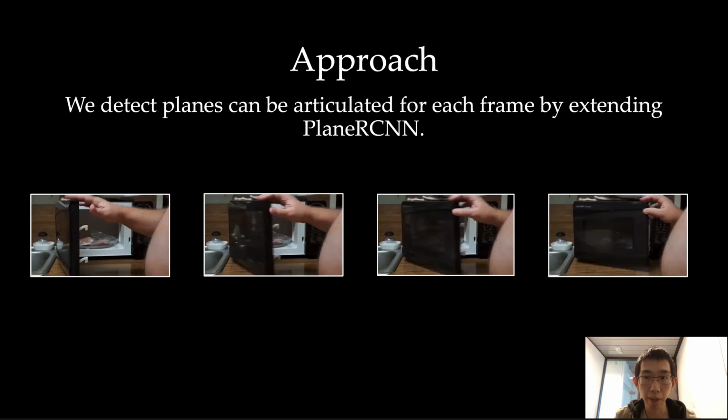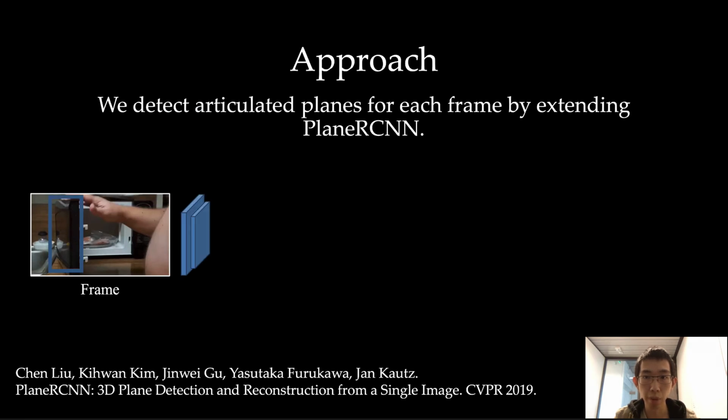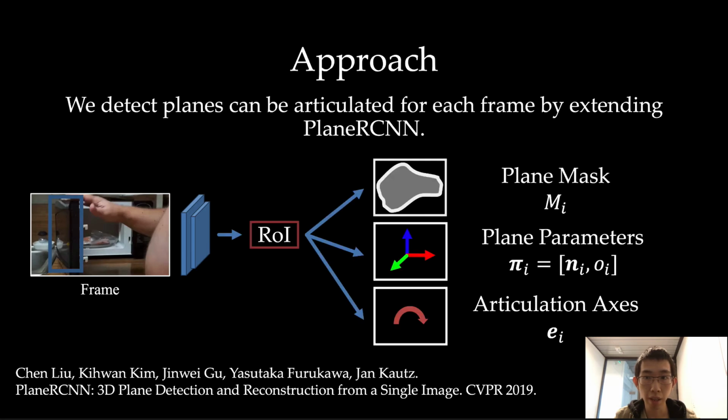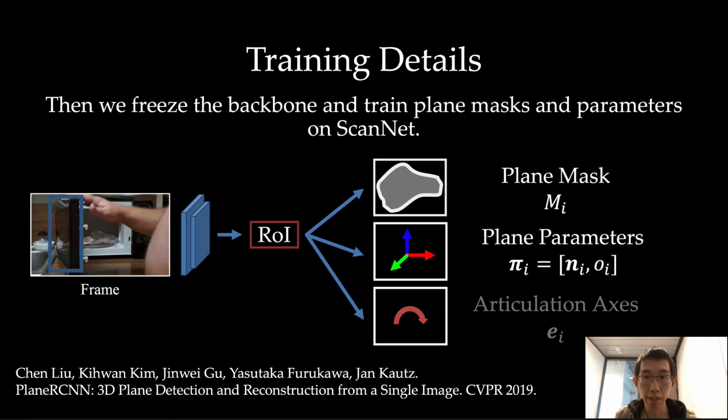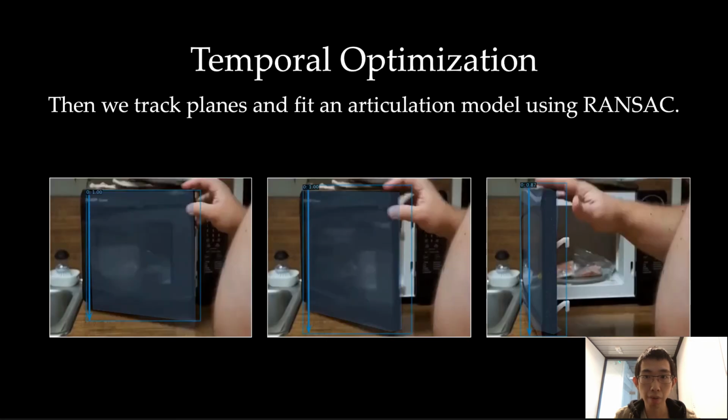Given a video clip like this, we first split it into frames. For each frame, we detect articulating planes by extending Plane R-CNN. First, we have the bounding box. We can also have plane masks, parameters, and articulation axes. We first train the bounding box and articulation axes on internet videos since we have 3D annotations. We then freeze the network and train plane masks and parameters on ScanNet. Now we have per-frame predictions.